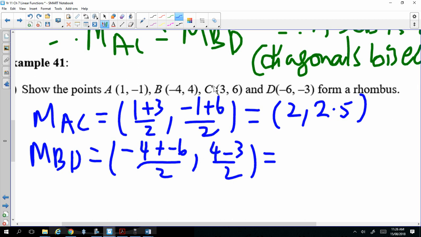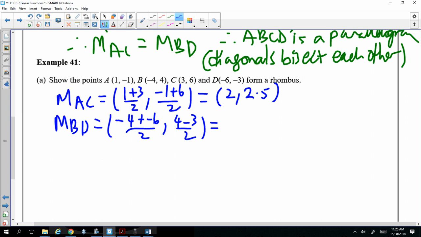Let's try. 1, negative 1 is here. 1 across here, and then B is -4, 4. C is 3, 6, there. Yeah, I think it's actually ACBD. So A and B are opposite to each other. That's a poorly written question. I think I copied it from somewhere, so it's not my fault.